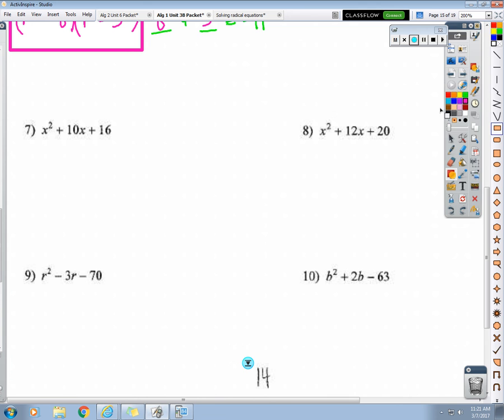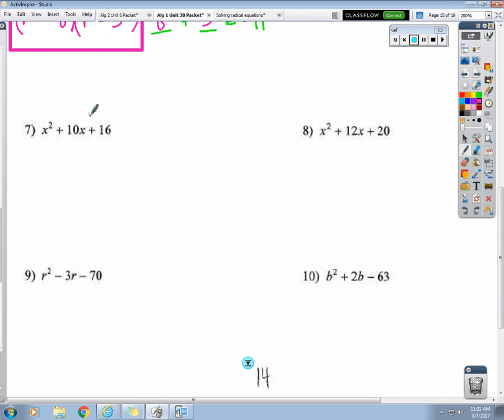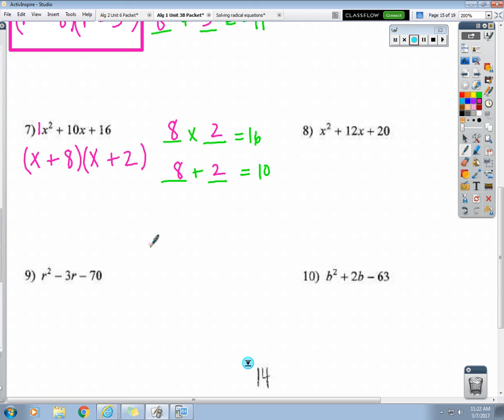Number 7. Okay, we have a trinomial with a leading coefficient of 1. So we're going to factor by the bubble method, which means we're going to find the two binomials that would make this. X times x goes first to make the x squared. You're looking for two numbers that do what? Right? And those numbers are 8 and 2. 8 times 2 is 16. 8 plus 2 is 10. So your factors are x plus 8 and x plus 2.